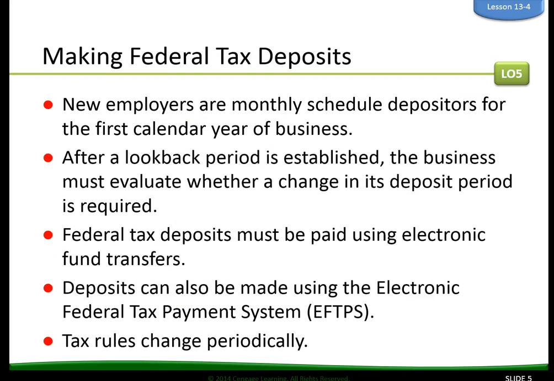So, new employers are monthly scheduled depositors for the first calendar year of business. After a look-back period is established, the business must evaluate whether a change in its deposit period is required. Federal tax deposits must be paid using electronic fund transfers, and deposits can also be made using the electronic federal tax payment system, which you can call by telephone or electronically, whatever you want to do. Tax rules do change periodically though, so somebody in your company needs to know what to look for, how to research it, how to keep up with it.